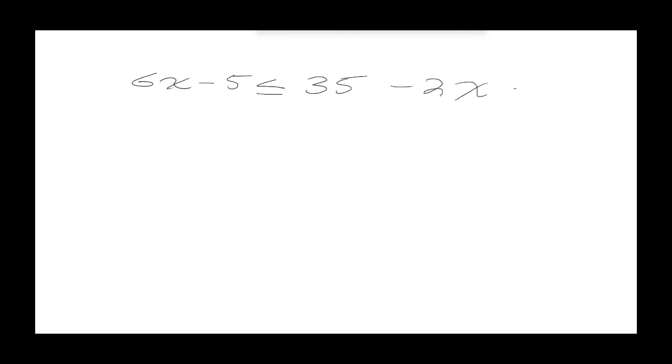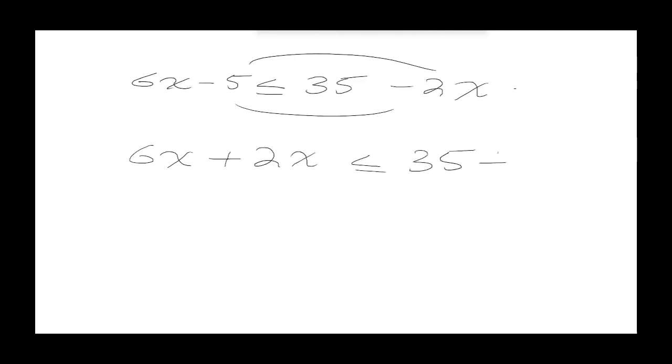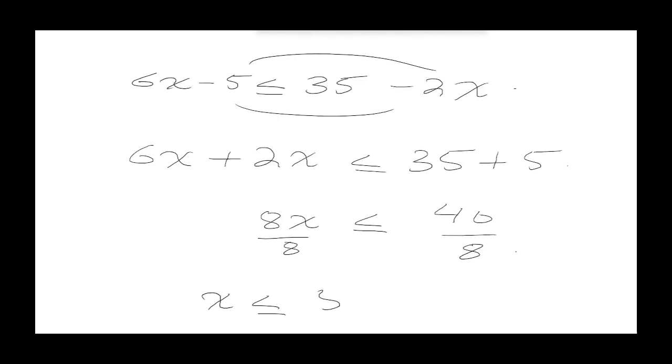minus 2x. So first, this negative 2x will go to the left and the negative 5 will go to the right. So we can write 6x plus 2x is less than or equal to 35 added with 5. So 35 with 5 is 40 and 6x with 2x is 8x. So 8x is less than or equal to 40. Now 8 will be divided on both sides of the expression. So we will get x is less than or equal to 5 because 5 eights are 40.